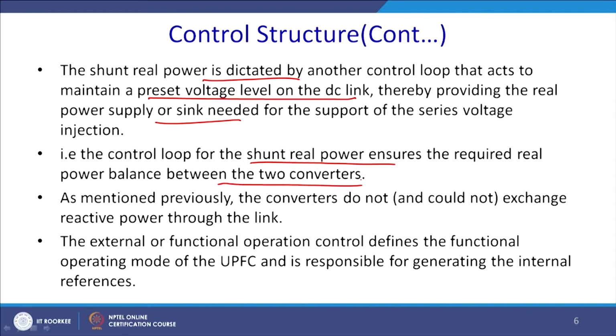As mentioned in case of the UPFC, the converter does not exchange the reactive power through the link. The external or the operational functions of the control define the functional operating mode of the UPFC and are responsible for generating the internal references. So, this is actually the control.